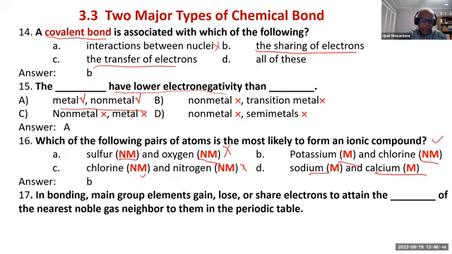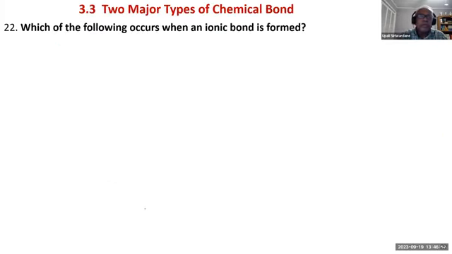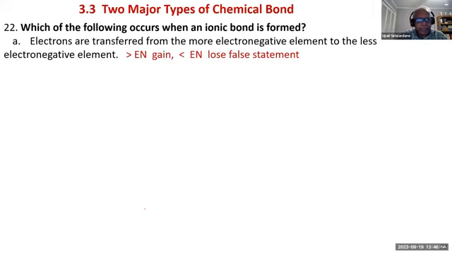In bonding, main group elements gain, lose, or share electrons to attain an octet, or the electronic configuration of a noble gas. Electronic configuration is the best answer. Which of the following occurs when an ionic bond is formed? Electrons are transferred from more electronegative atom to less electronegative atom. That's a false statement. It normally takes place the other way: electrons are transferred from less electronegative atom.